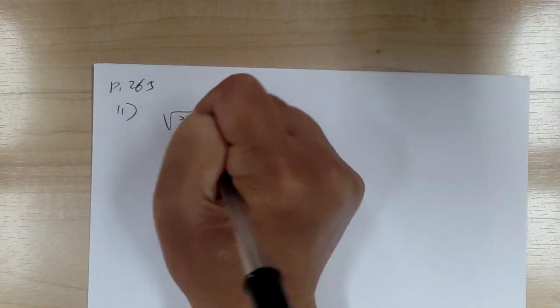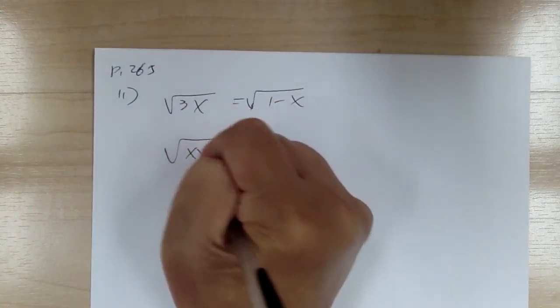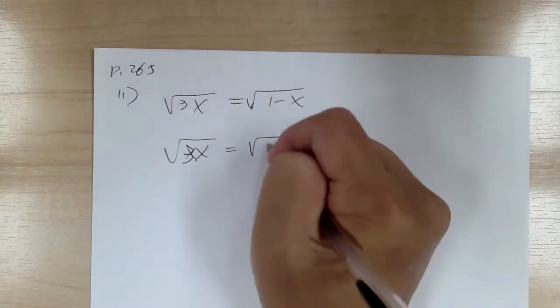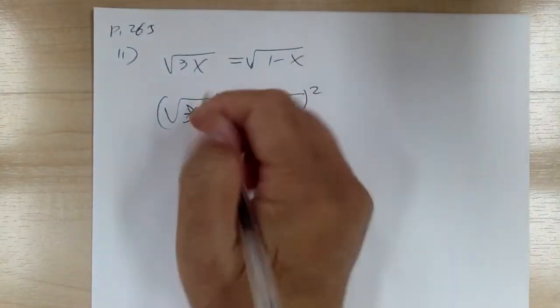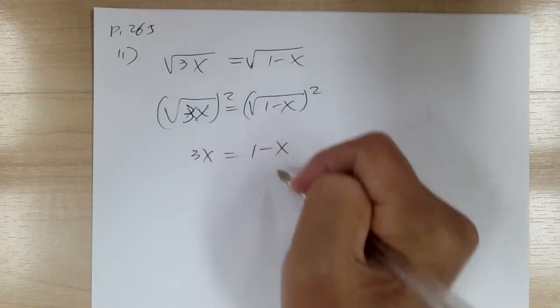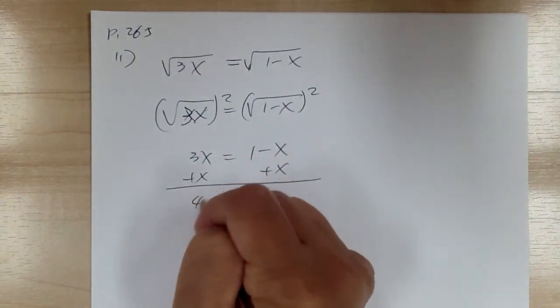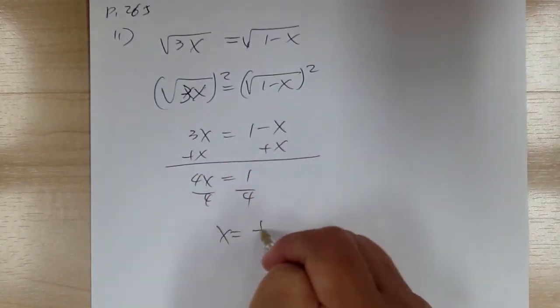Okay, let's go to number 11. You got square root of 3x equal to square root of 1 minus x. So you can write it one more time. Leave the original alone so you can use it to check your answer. So copy one more time and then you're going to square both sides. So you got 3x equal to 1 minus x. Plus x on both sides. So you got 4x equal to 1. Divide by 4, divide by 4. So x equal to 1 over 4.